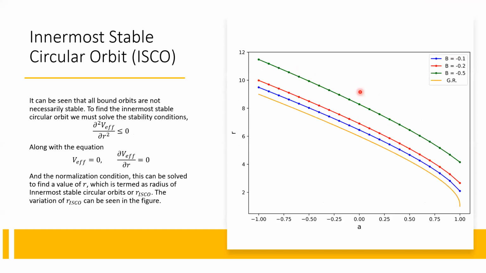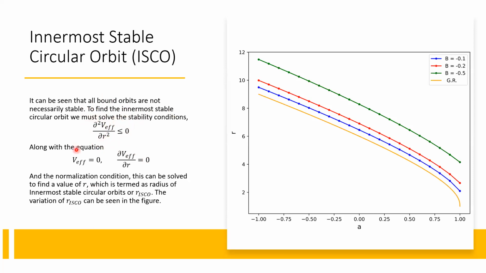A similar pattern can also be seen in RISCO, but let's first see what is RISCO. RISCO is basically the innermost stable circular orbit, such that anything just less than RISCO will fall into the black hole. I mean, there will be no stable circular orbits for those particles. So we must incorporate a stability condition, that is this extrema must be a minima. So that is, the double derivative must be negative.